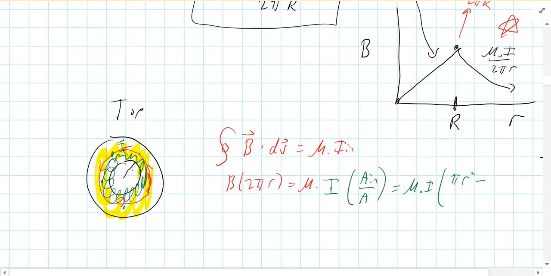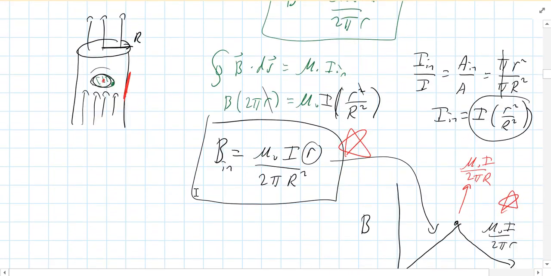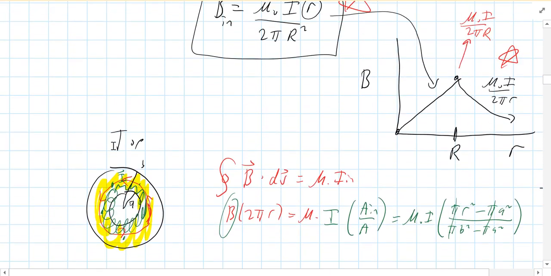Let's say the inner radius of this thing is a, and the outer radius is b. So it'd be pi r squared minus pi a squared. That would be the area you captured, divided by the total area, which is pi b squared minus pi a squared. The only thing you can cancel there is the pi, nothing else. Then you would solve for B, and you'd get an equation. So be careful when we say I in: how much current actually passes through the area that we're looking at?